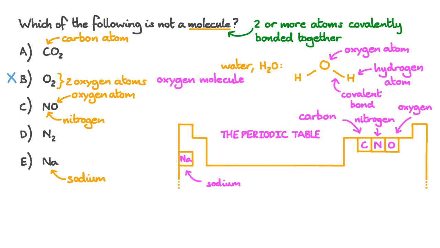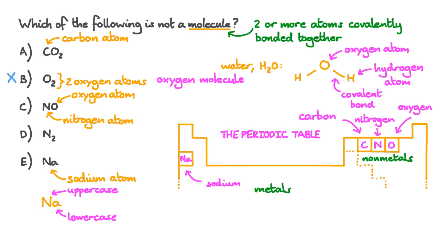The last symbols are N for nitrogen and Na for sodium. Element symbols are always a capital letter or a capital letter followed by a lowercase letter. So the N in Na isn't for nitrogen, it's just the beginning of Na for sodium. Now the main difference between sodium and nitrogen is that sodium is a metal and nitrogen is a non-metal.